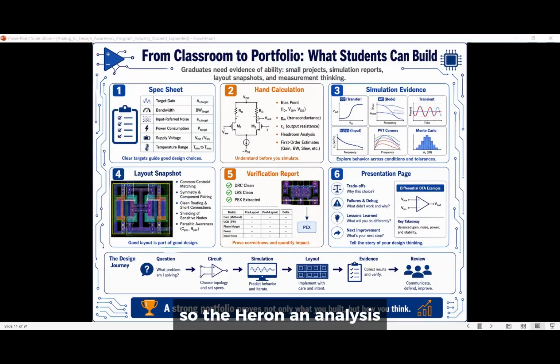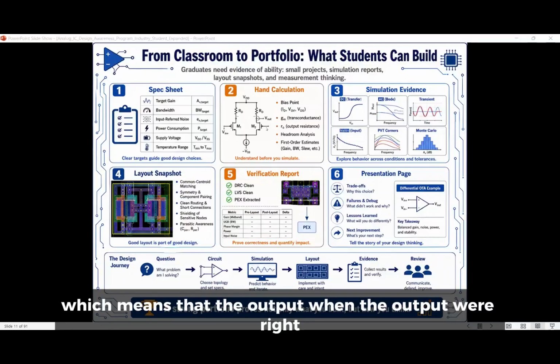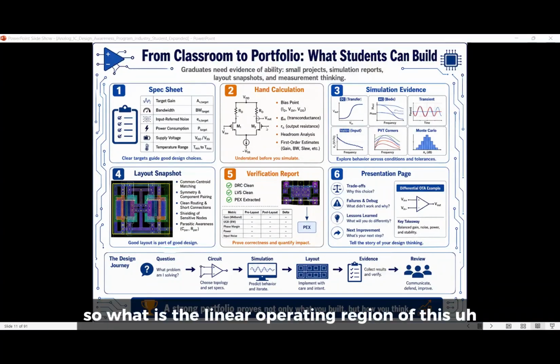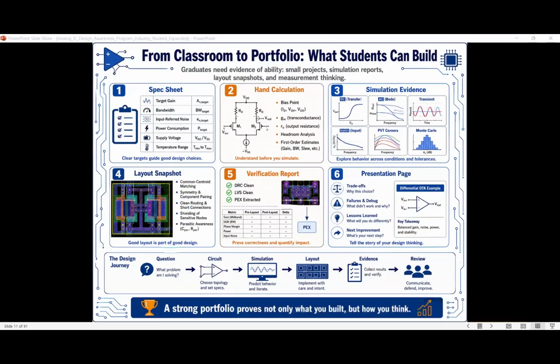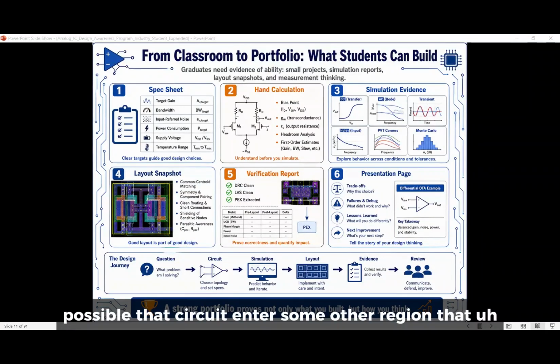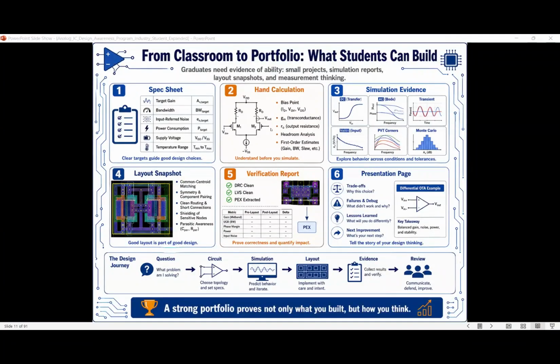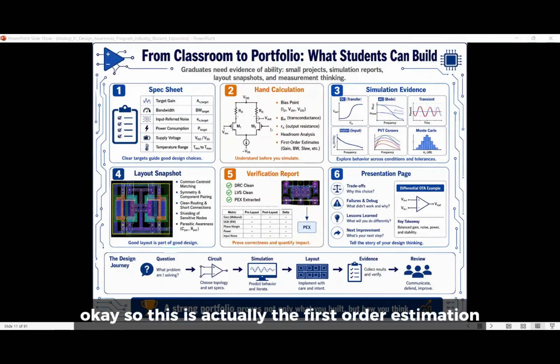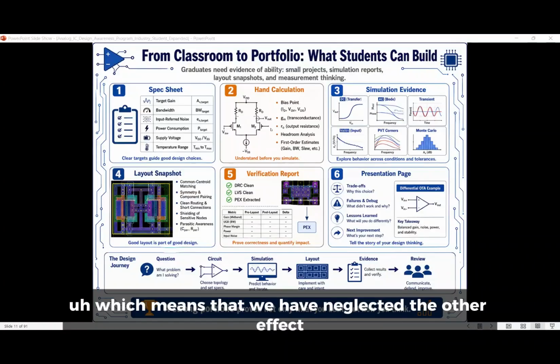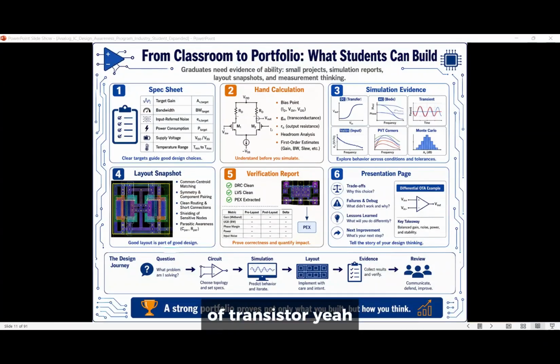Then the swing analysis, which means that when the output varies, what is the linear operating region of this circuit? If the output varies too much, is it possible that the circuit enters some other region where the transistor no longer operates in saturation, right? So this is a swing analysis because we have to amplify the signal. Yeah. Okay, so this is actually the first order estimation, which means that we have neglected the other effects of the transistor. Yeah.